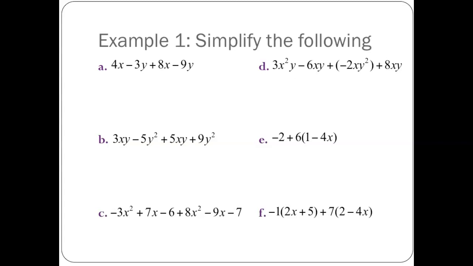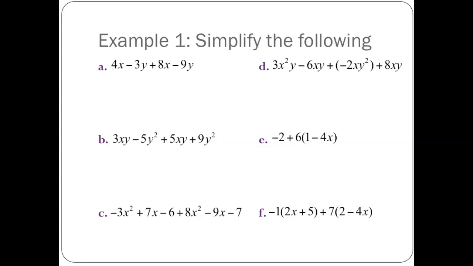All right, this first one we have 4x minus 3y plus 8x minus 9y. What I like to do is I like to underline the like terms, and I'm going to do them in different colors. Now you can do the same thing and do different colors, or you could underline with one line for the like terms, and then other like terms you can use two lines instead of using different colors.